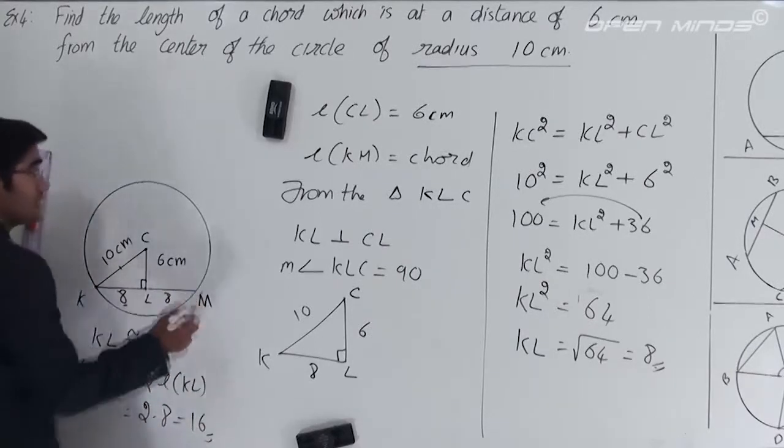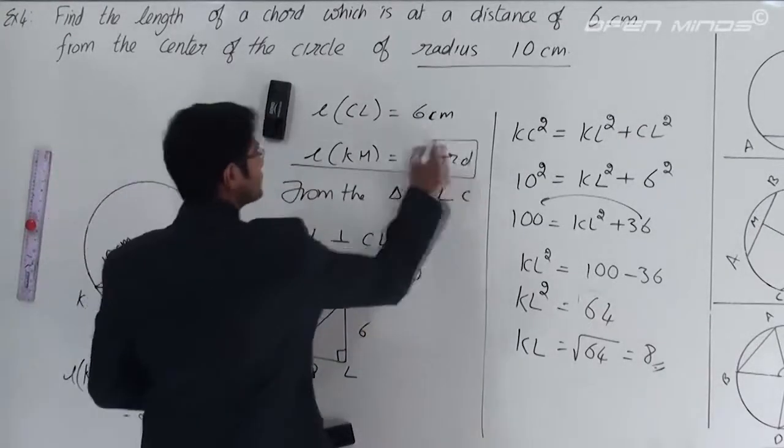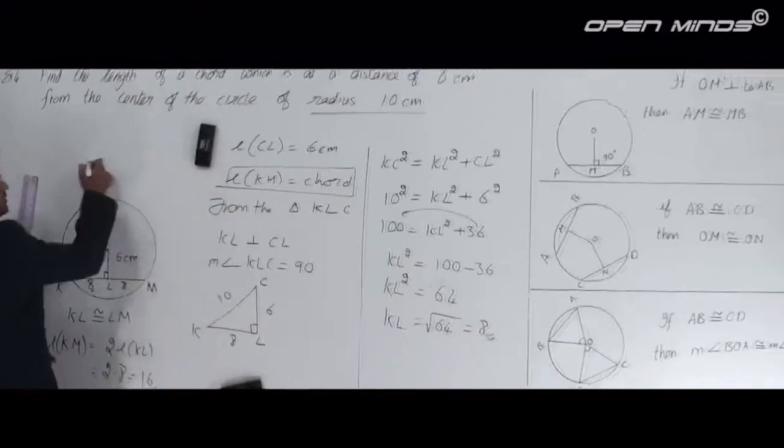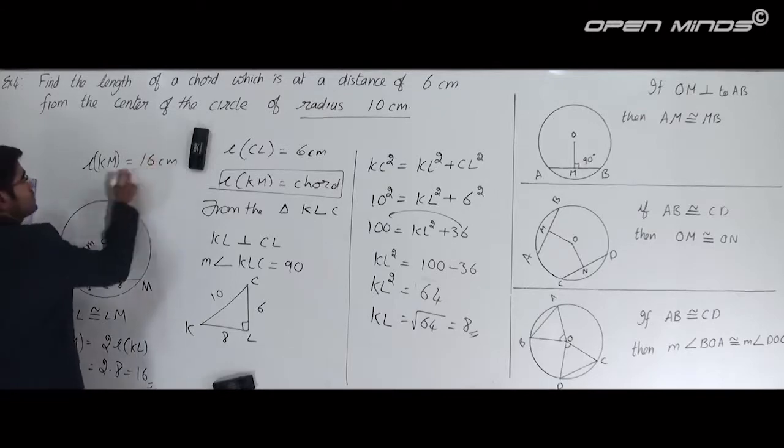That is it. So what I was looking for is the length of the chord, which is nothing but KM, and I got it as 16. So the length of KM was 16 centimeters. That's all about it.